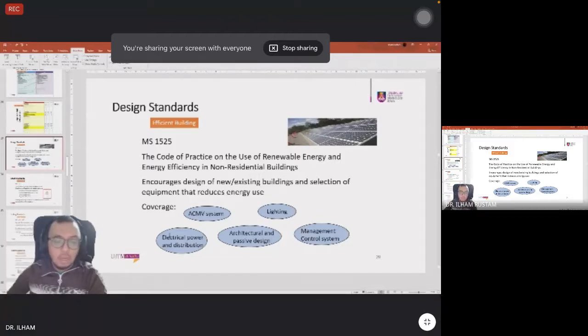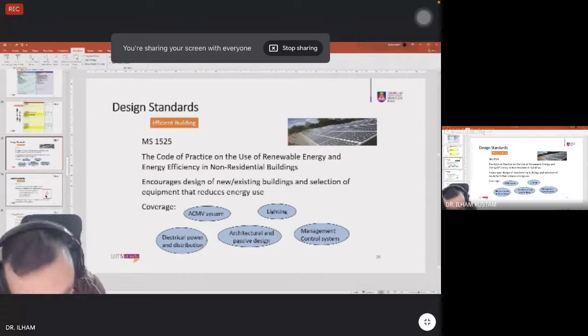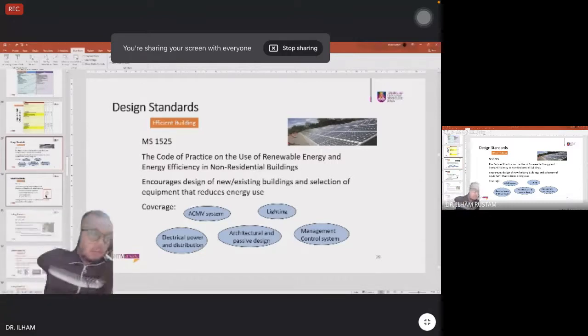And then it also covers electrical power and distribution. So bila bercakap pasal energy efficiency, of course when we're talking about building, we're talking about electricity lah. So sebab tu saya lecturer electric engineering yang cerita kat awak benda-benda ni, bukan lecturer business.